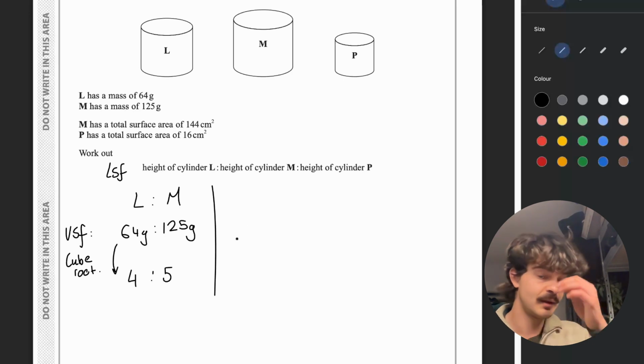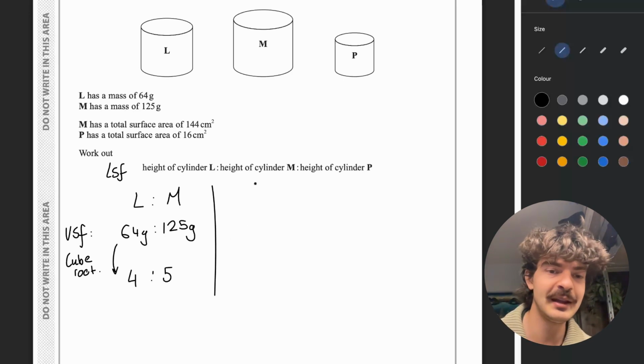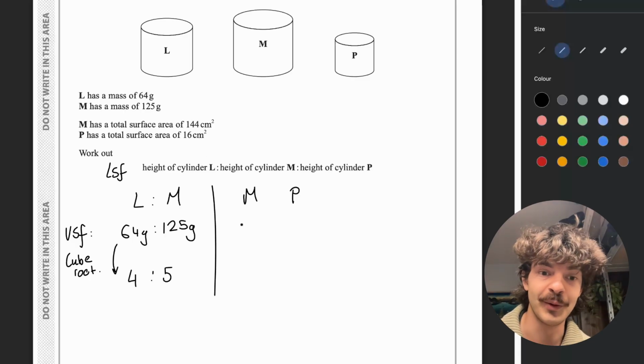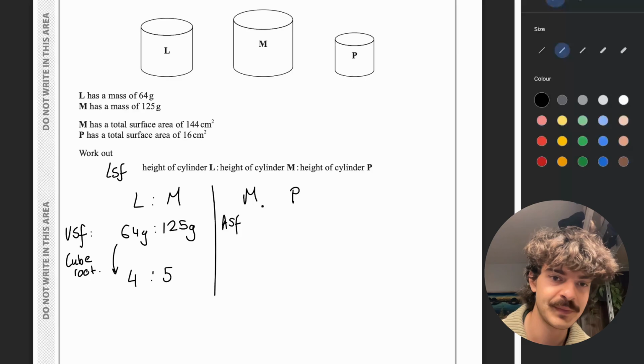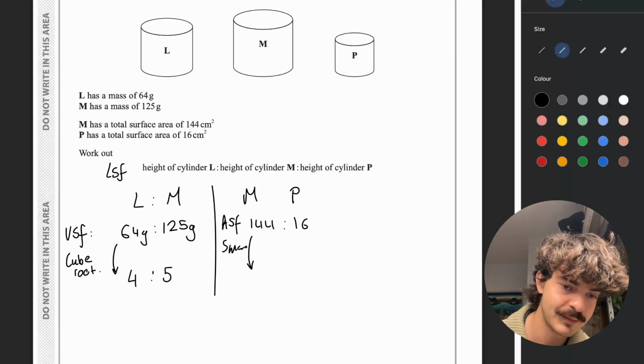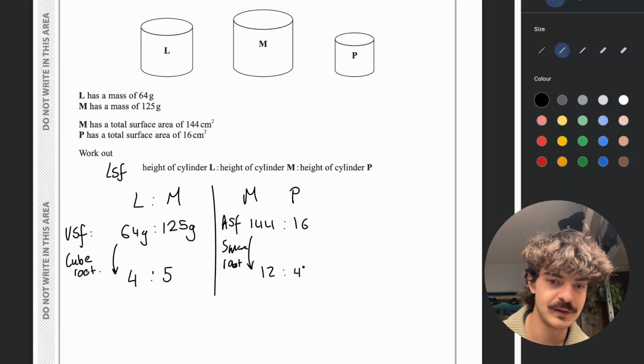Awesome. Now working through in a similar way for M and P, we now have surface area or an area scale factor of 144 to 16. And to get from an area scale factor to a linear scale factor, we take the square root. Okay, leaving us with 12 to 4.